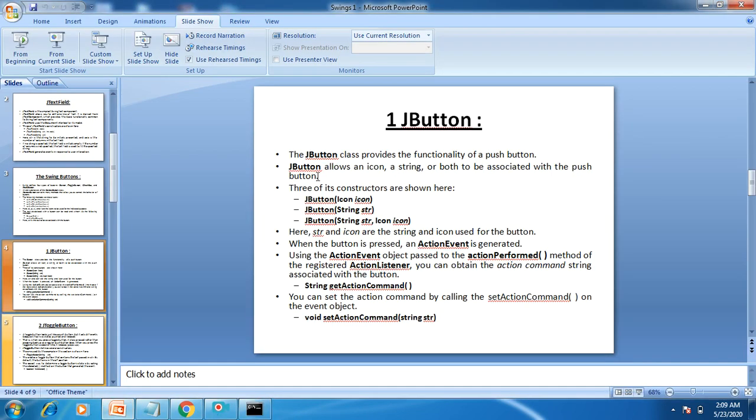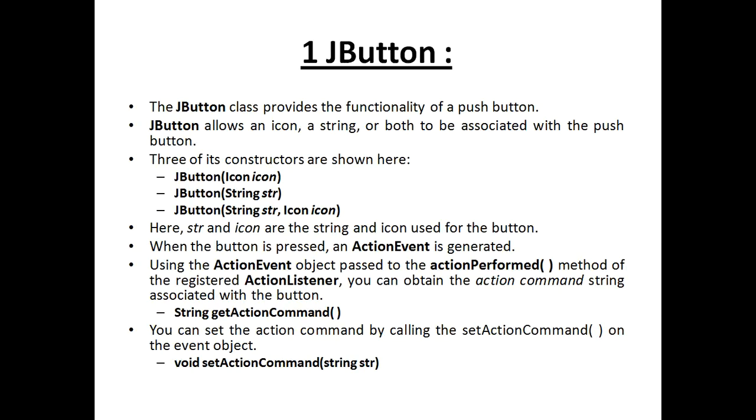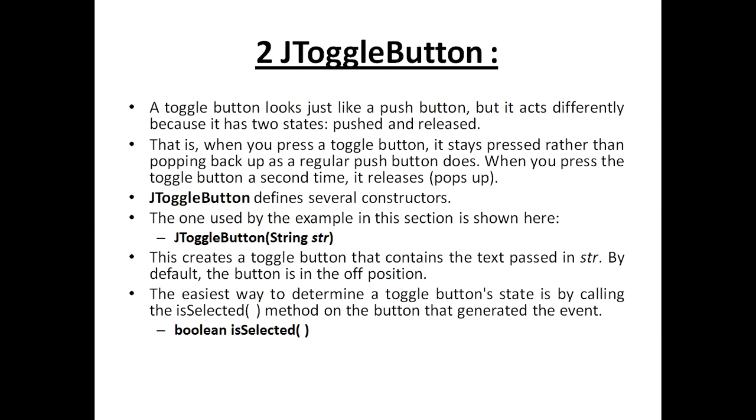Okay, now we'll go to the second type of button, which we call a JToggleButton. This toggle button looks like a push button, which we have already used in a previous program, but it acts differently because it has two states, pushed and released. When you press a toggle button, it stays pressed rather than popping back up as a regular push button does. When you press the toggle button a second time, then it releases.